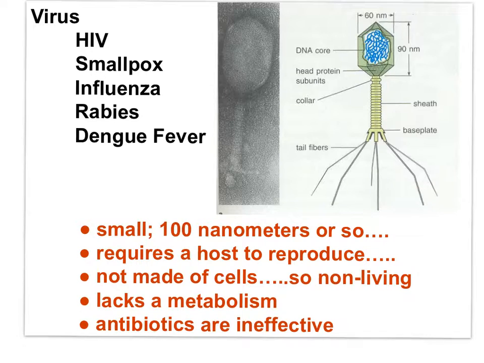Now, viruses such as HIV, smallpox, influenza, rabies, dengue fever are small particles. They require a host to reproduce. They're not made of cells. They're non-living. They lack a metabolism, so antibiotics are ineffective.